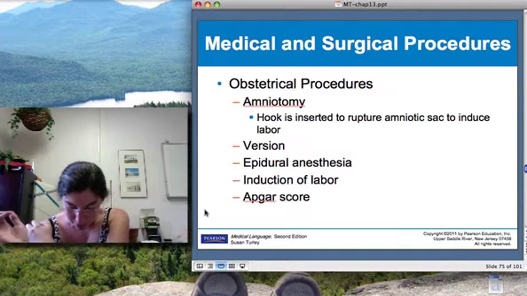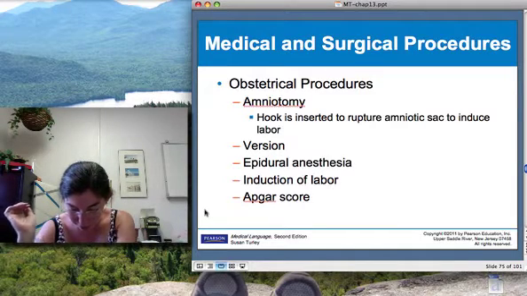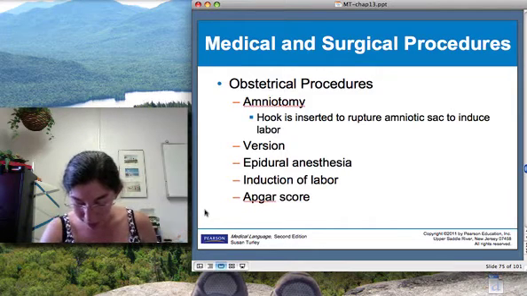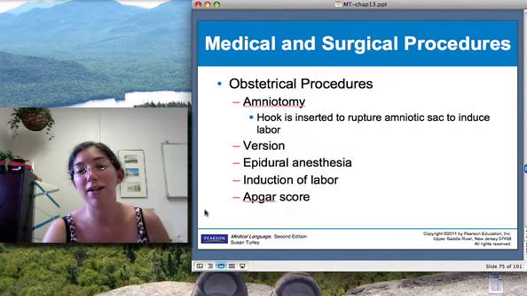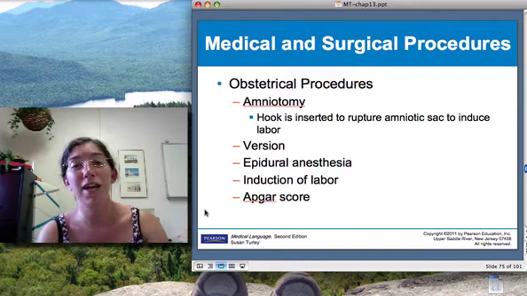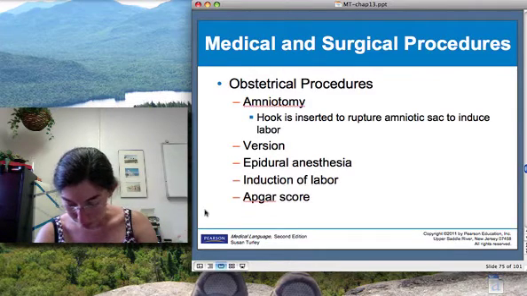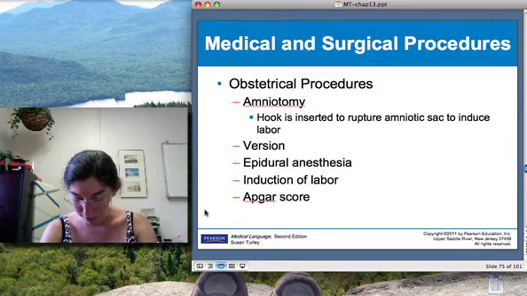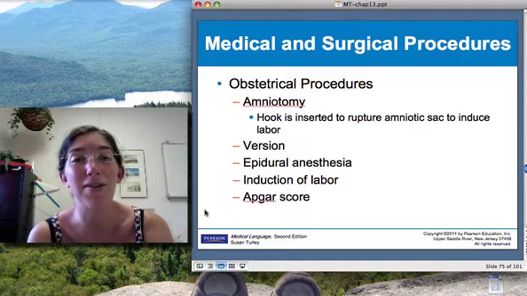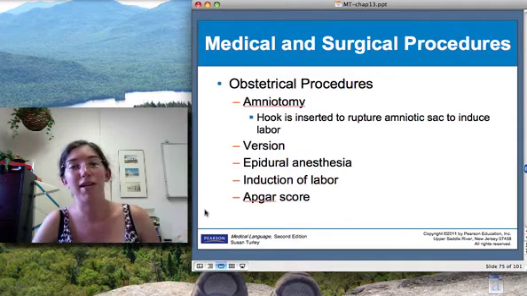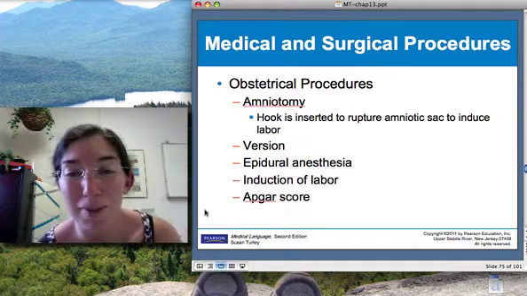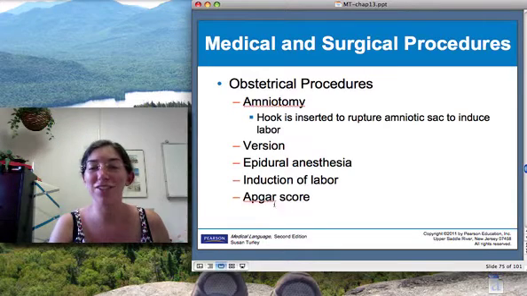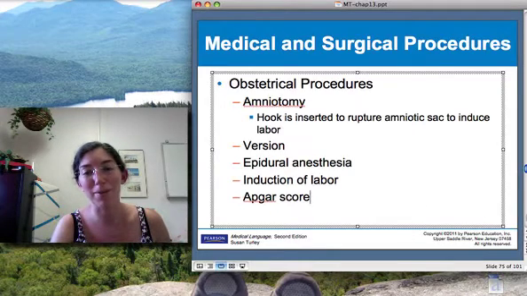Here we go. It rates them on their heart rate, respiratory rate, muscle tone, response to stimulation, and skin color. What did I say? I said a score of 1 to 5. They get a score of 0 to 2 on 5 different points, so a top score of 10. I don't know what the cutoff is for a good score, but the closer to 10, the better, and it just indicates how healthy the baby is right when they're born.